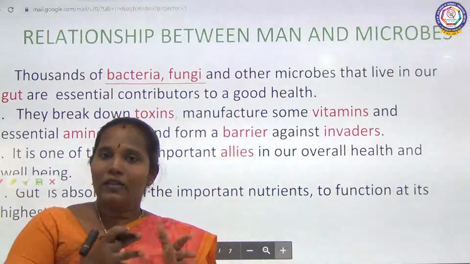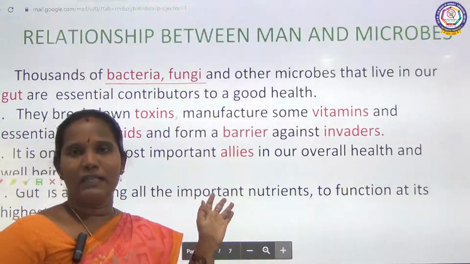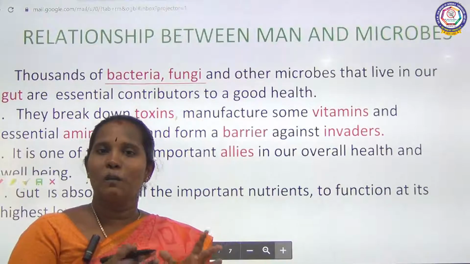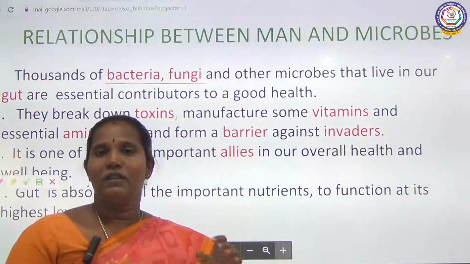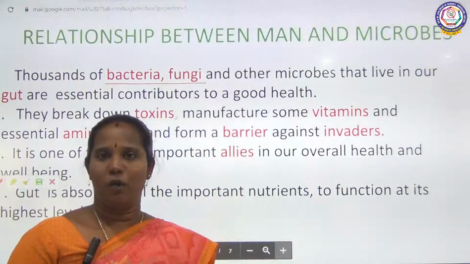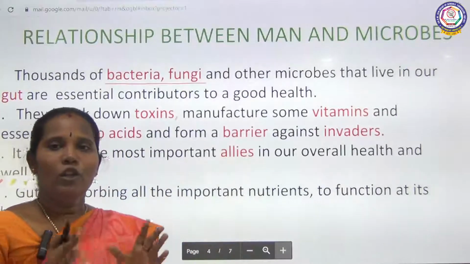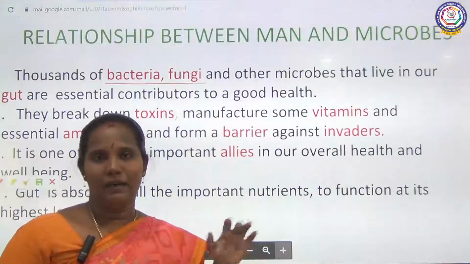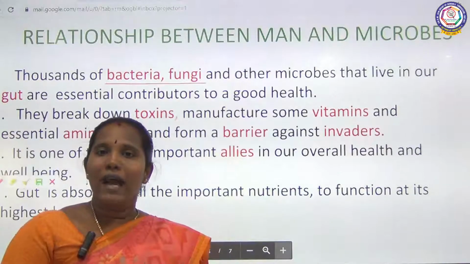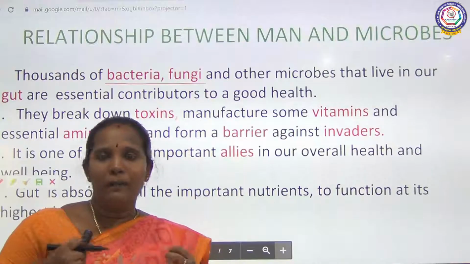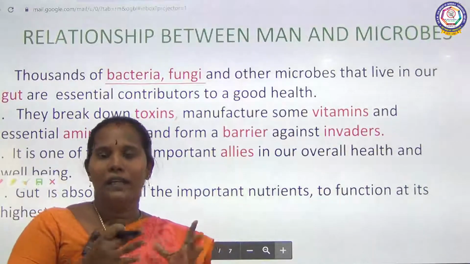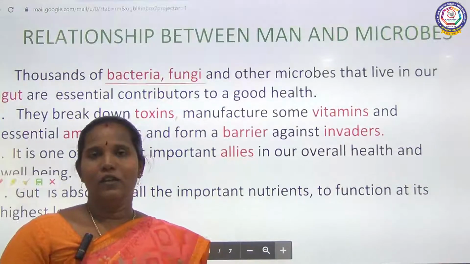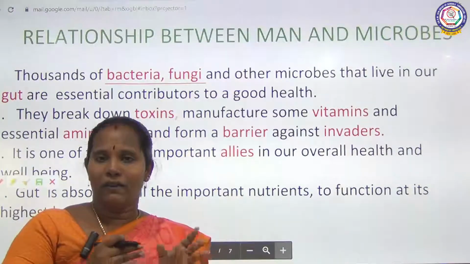But for the relationship between microbes and human beings, in this content we have to see the useful effects. Useful effects of some microbes having a relationship with the human body. Okay. See, thousands of microbes are present in our body, for example fungi and bacteria and some other things. Where are they present? In many parts of our body, especially our gut. Gut means our digestive path. Our digestive path is called the gut. So some microbes are present in our gut.